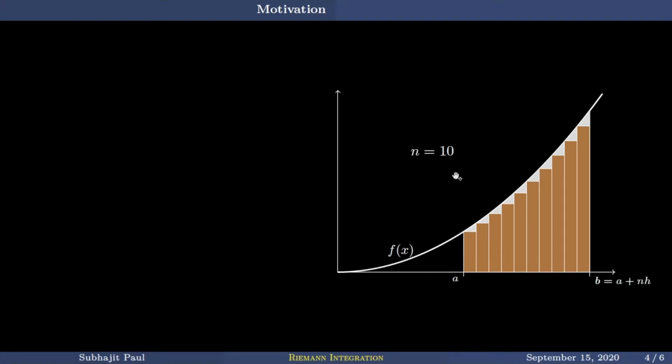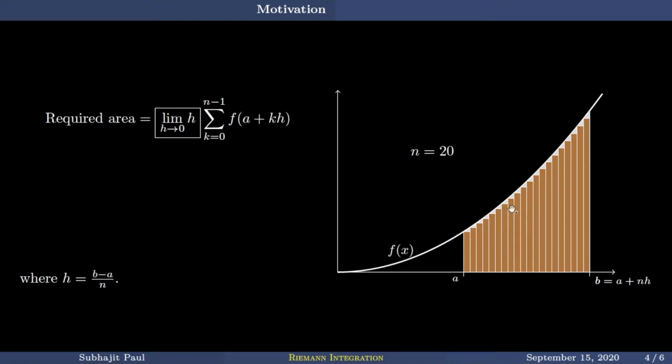So this is for 10 intervals, you see. Then if we increase even further, so n equal to 15, we see the gray area is reducing even further. For n equal to 20, it is coming like this. So it is quite small. So we may guess that if we increase the number of intermediate points of subdivision, the area will be approximated by slimmer and slimmer rectangles.